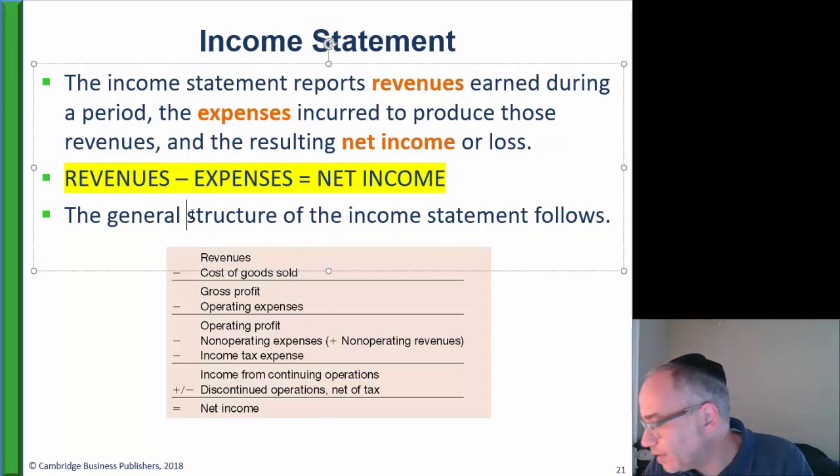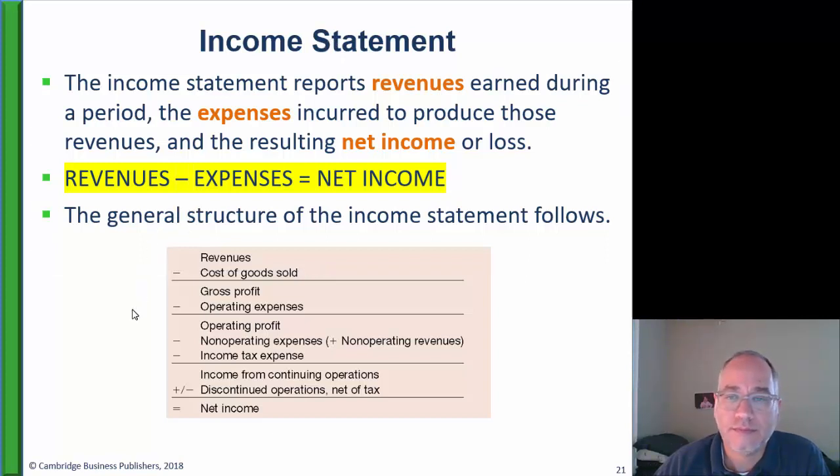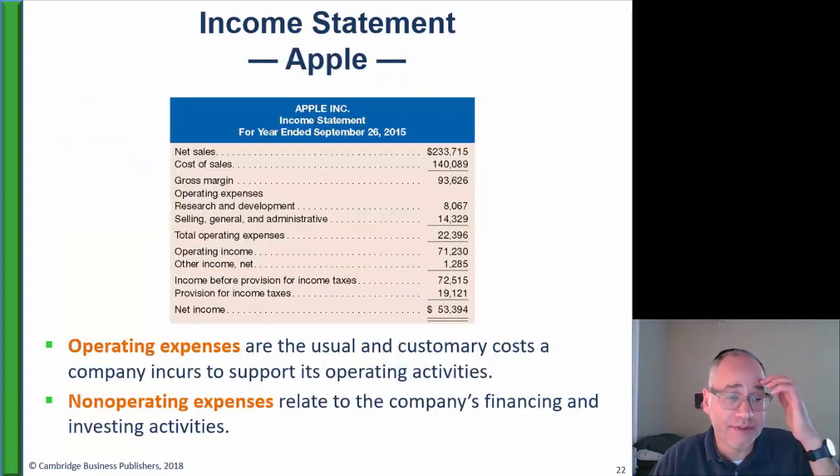There's going to be other items in here. And the income statement is going to have all this information on it. And here you can see an example following all the different steps that we've had. They also include here discontinued operations. So here's an example of an income statement for Apple.